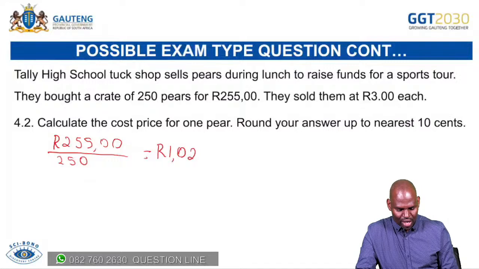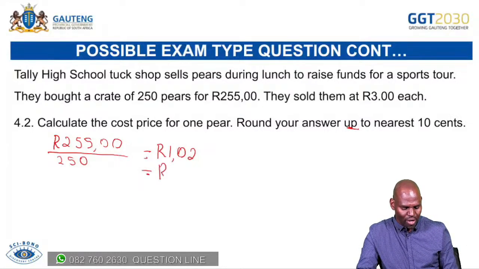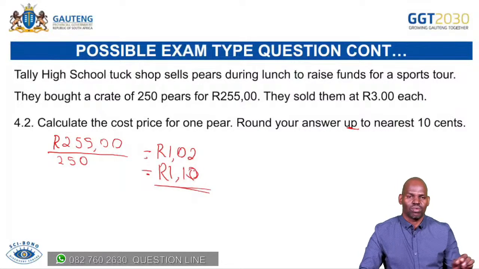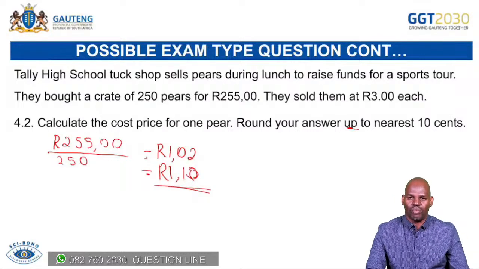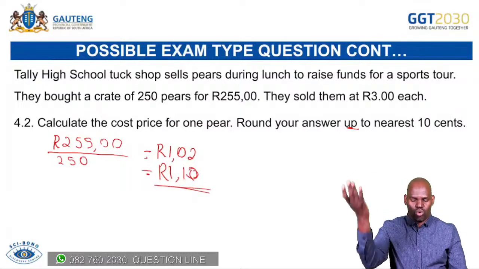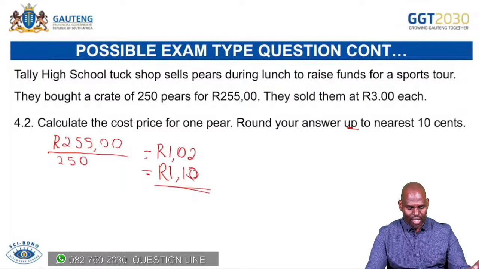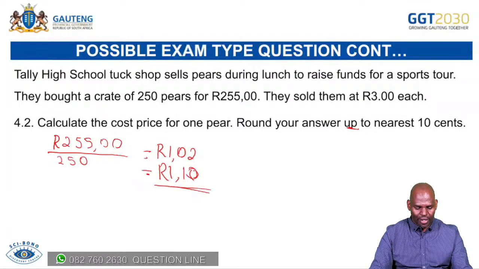And then here they say round your answer up. Okay, it doesn't say round it off, it says round it up. So if we round it up to the nearest 10 cents, this will be 1 rand 10 cents. If it was round off to the nearest 10 cents, it was going to be 1 rand. But now we need to round it up to the nearest 10 cents. So that will be 1 rand 10 cents.